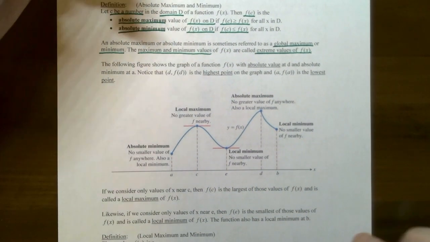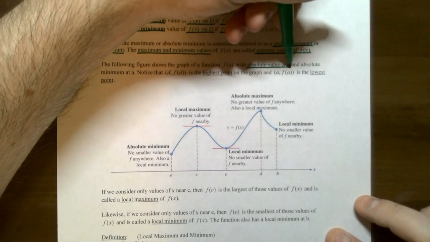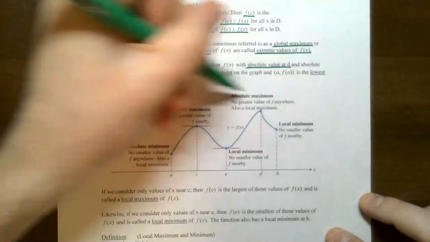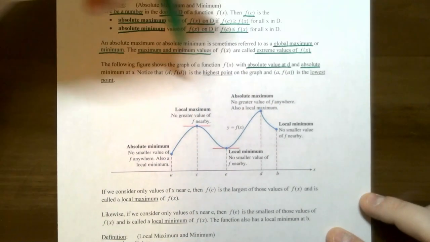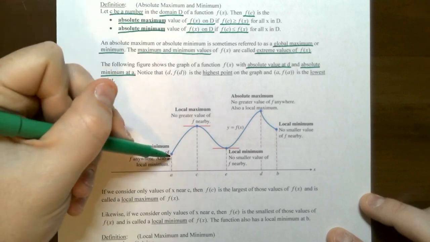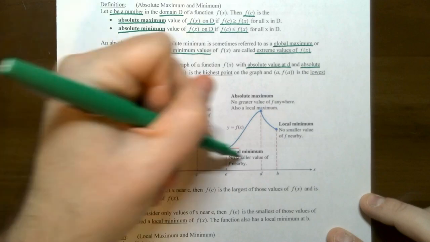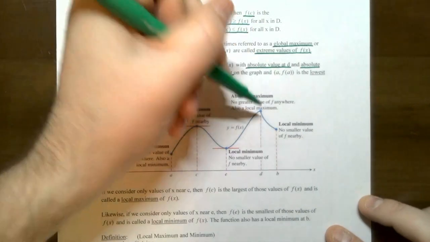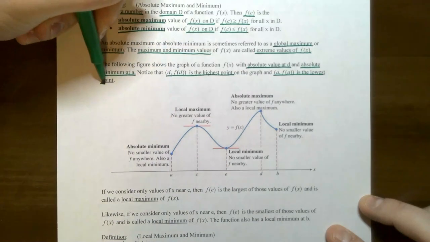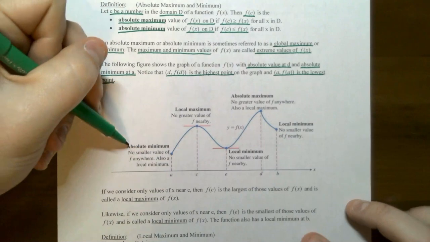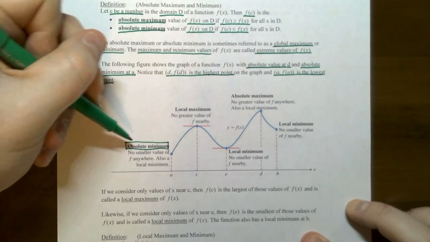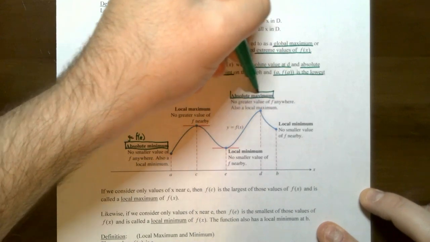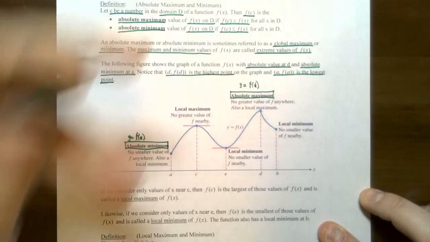So in terms of a graph, the absolute maximum is at x equals d, because this is the largest y value on this domain. The absolute minimum is at x equals a, because this is the smallest or lowest y value for this entire graph on the domain we're considering. D comma f of d is the highest point, and a comma f of a is the lowest point. So the absolute minimum is y equals f of a, and the absolute maximum is y equals f of d in this graph.